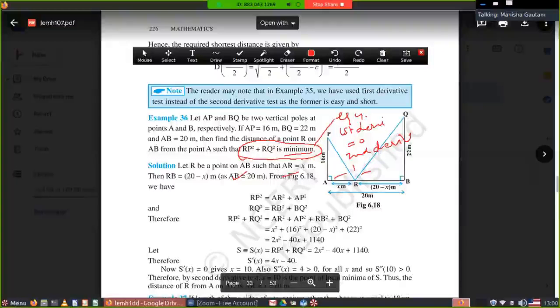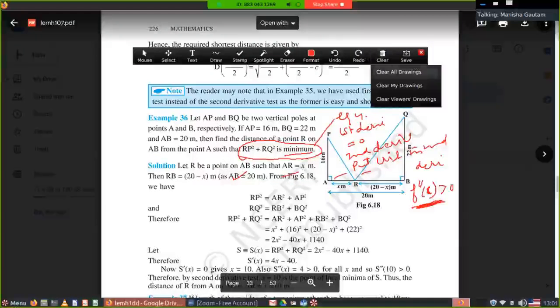Next step, put this derivative equal to 0, and then find the second derivative. Put the critical values in the second derivative. If it is a minimum, the second derivative at the critical point c will be greater than 0. Now let's do the question. First of all, find out RP square plus RQ square.